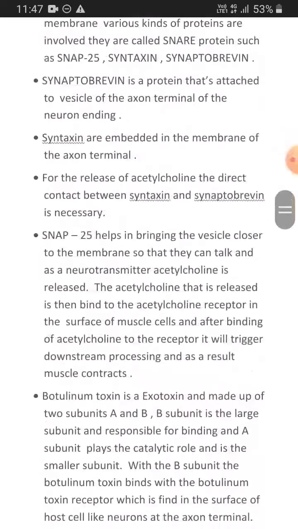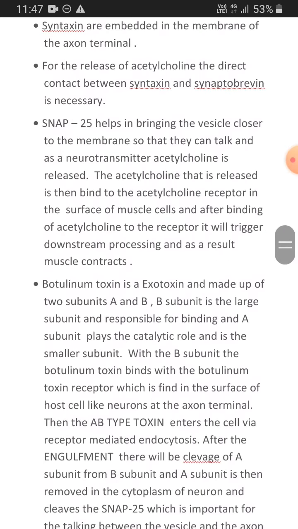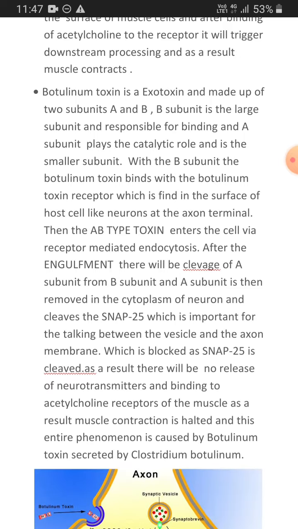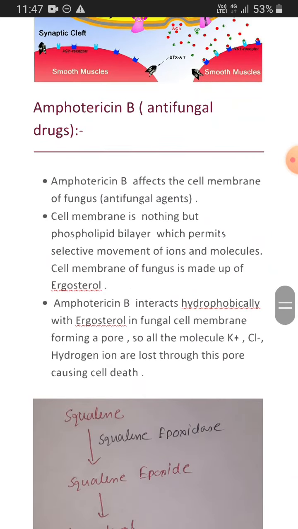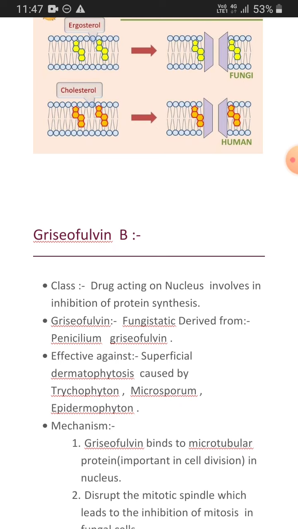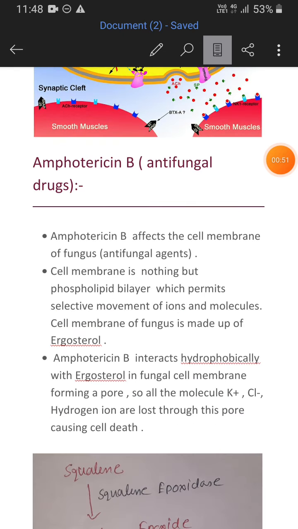Today we are not going to talk about any kind of toxin. Instead, today we are going to talk about some antifungal drugs. I am going to discuss two drugs back to back within two separate videos. One is amphotericin B and the other is griseofulvin, which is the next video after that. So let's start with amphotericin B.